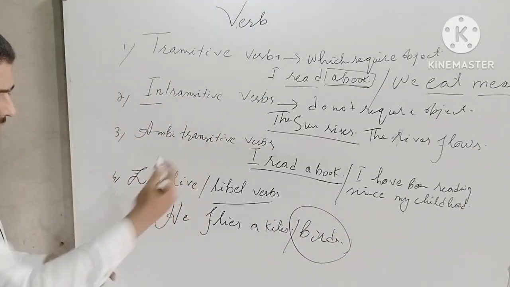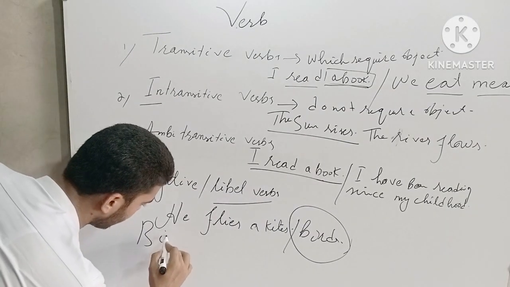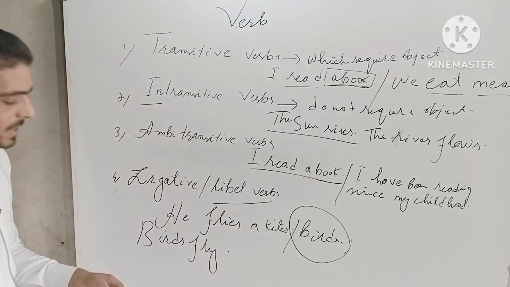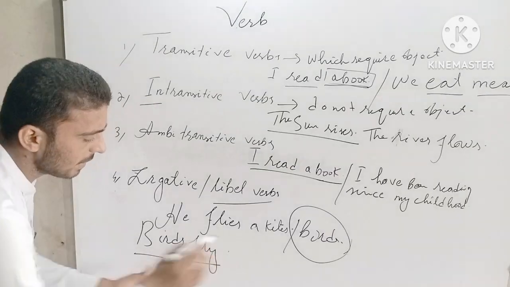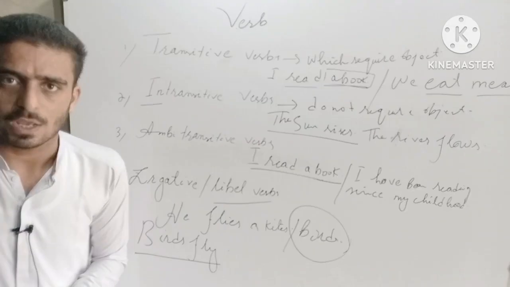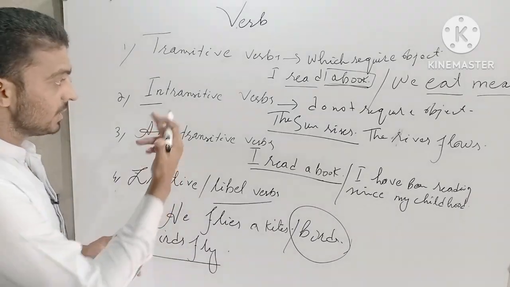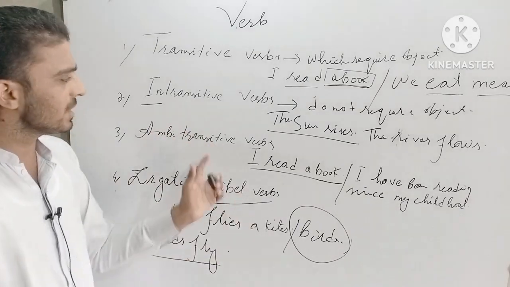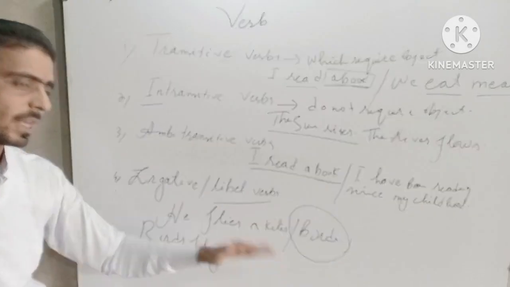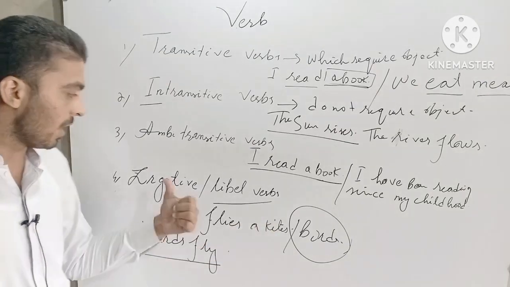If I'm going to use it in the starting of the sentence, birds fly. Here you can see that this is going to be the complete meaning without using any object after that. Birds fly. So those verbs which can be used as transitive and intransitive verbs, you can say the ambitransitive verb, and those verbs whose object can be the subject of the intransitive verb is going to be an ergative verb.